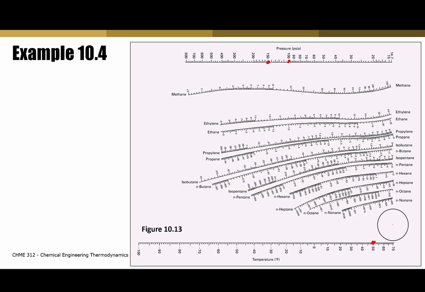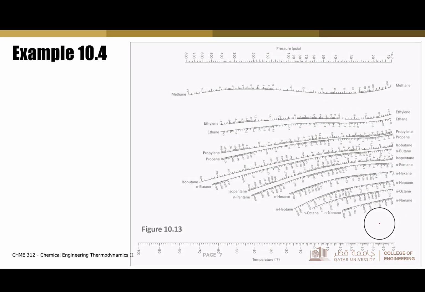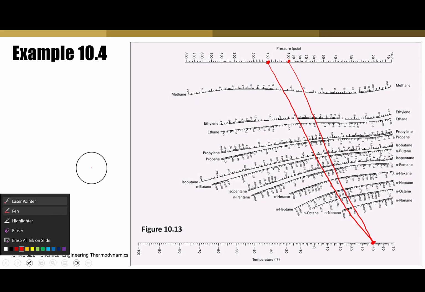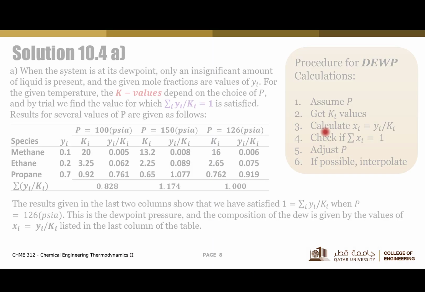So what do we do? We draw a straight line. Typically you want to use a ruler. These are not the best lines, but they should be straight lines. Then you check where they intercept with the components that you have. In this case we had methane, ethane, propane. So for methane, it's going to be this point and this point. Then ethane, this point and this point. Then propane, this point and this point. That way we can extract the K values.